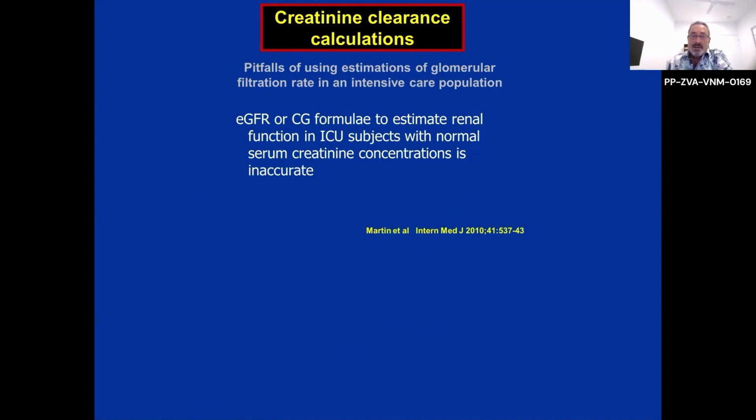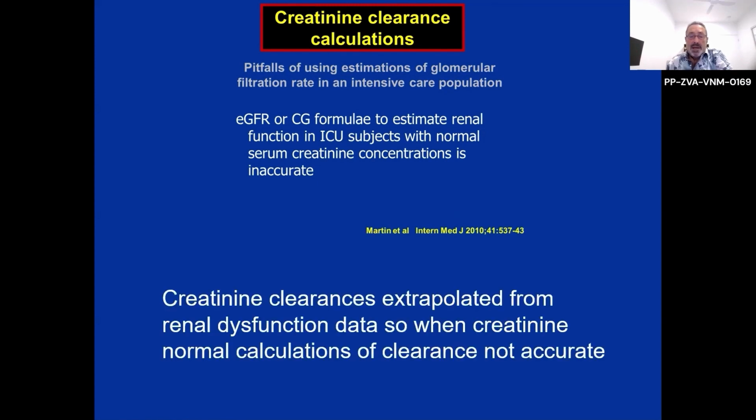We then looked at measured creatinine clearance against the formula, the eGFR or Cockcroft-Gault formula. And the formula worked well for renal dysfunction. That's what they were designed for: creatinine of 400 micromoles per liter will have X clearance. And if the creatinine is 200, they'll have a higher clearance. And if the creatinine is 150, they'll have an even higher clearance. So the clearance calculations from the formula are good for renal dysfunction.